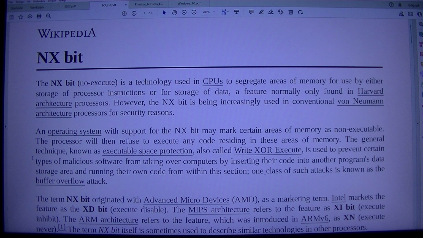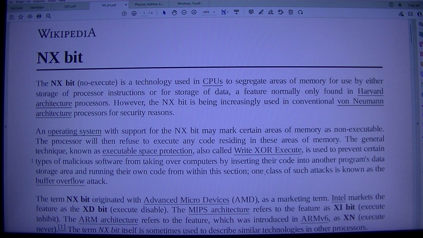The general technique, known as executable space protection, also called W^X or write XOR execute, is used to prevent certain types of malicious software from taking over computers by inserting their code into another program's data storage area and running their own code from within this section. One class of such attacks is known as the buffer overflow attack.